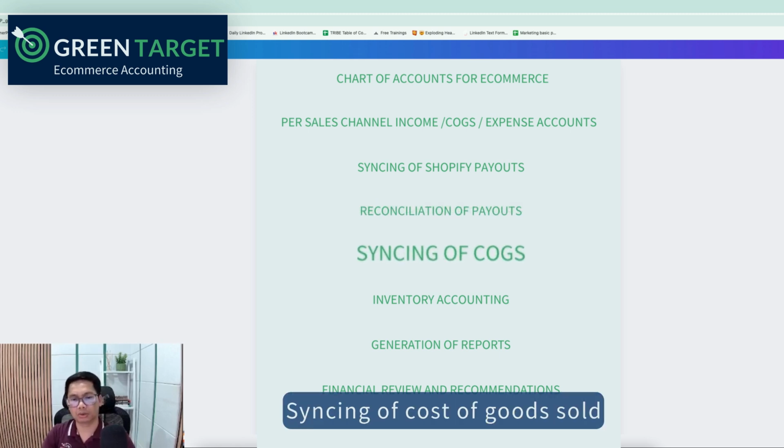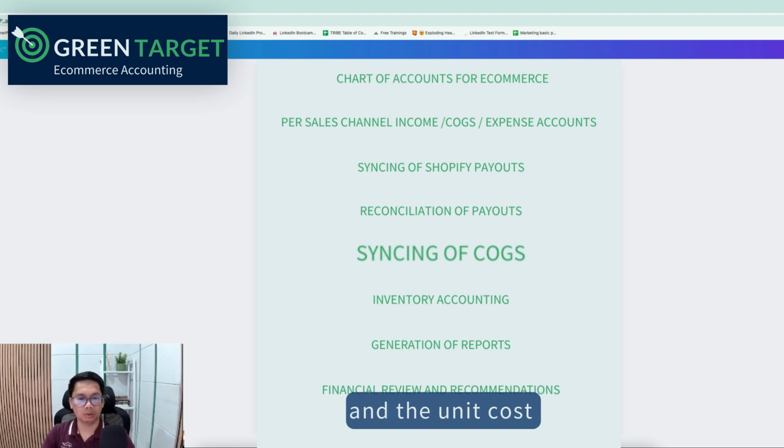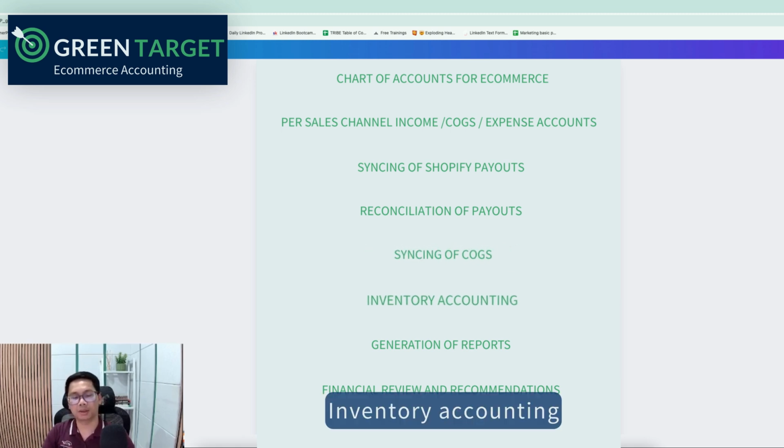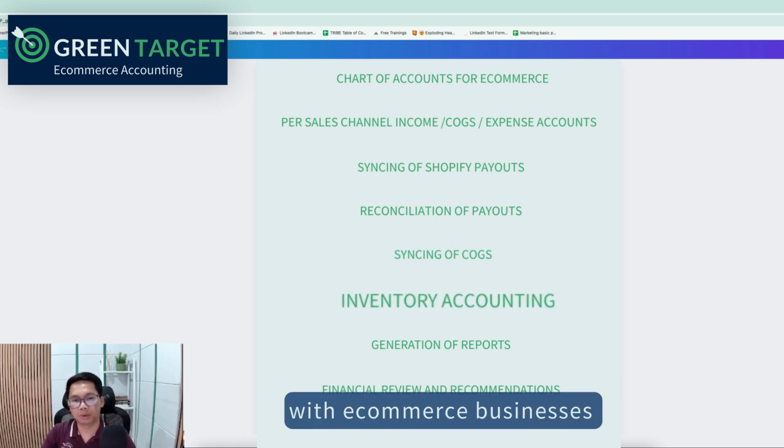Syncing of cost of goods sold. A2X can also sync the cost of goods sold. Just supply the SKU and the unit cost, and A2X can calculate the cost of goods sold on a per payout basis. Inventory accounting. One of the things that is involved with e-commerce businesses is inventory accounting.